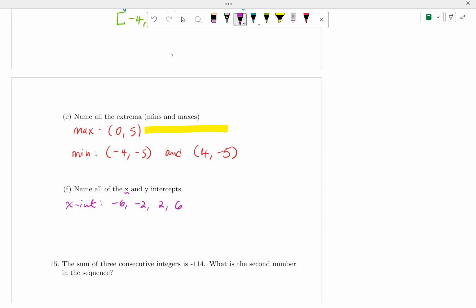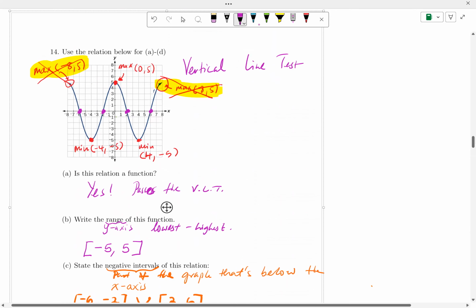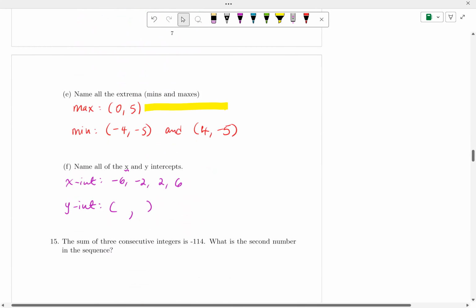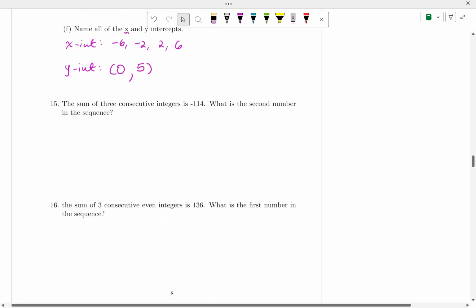Simple as that. Y-intercept is where the graph is crossing the y-axis, and we write that as an ordered pair, the x and y value. So let's go back to the graph, and you notice that's over here. This guy right here. So I'm going to say that's also the maximum. So whatever we had the maximum as, which was 0, 5, that's our y-intercept as well. Great. So let's move right along.